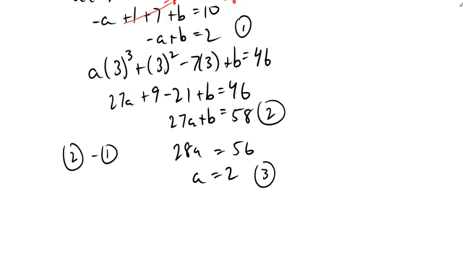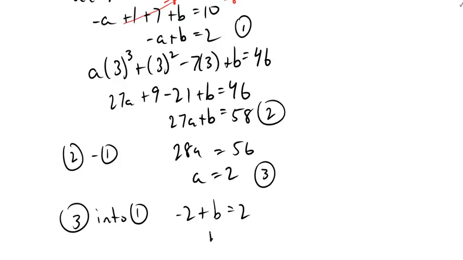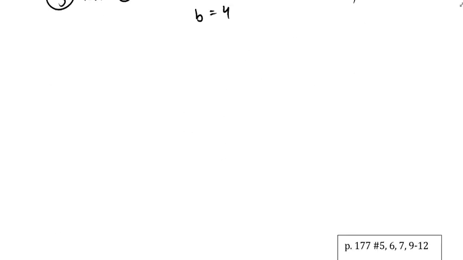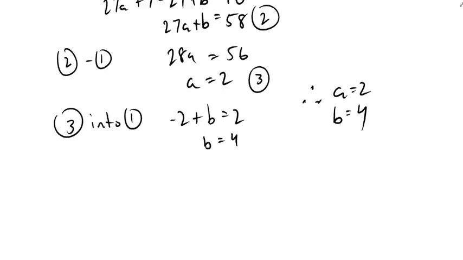That's equation 3. Put 3 into 1. And so negative 2 plus b equals 2. Add 2 to both sides. B equals 4. Therefore, a equals 2, b equals 4. They wanted me to find the values of a and b that make the original statement make sense. So this would be 2x cubed plus x squared minus 7x plus 4. Right? That's the original function. I'll leave that there for a second. Any questions?